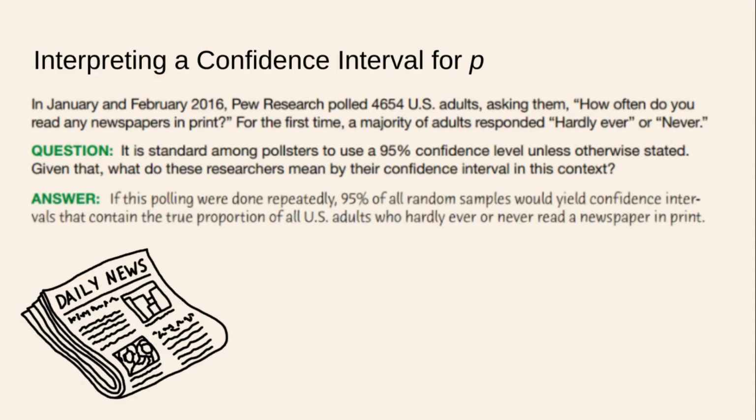If this polling, says our textbook, were done repeatedly, 95% of all random samples would yield confidence intervals that contain the true proportion of all U.S. adults who hardly ever or never read the newspaper in print. All right? So with repeated polling, 95% of samples we would collect would yield confidence intervals that work, that contain the true population proportion in the interval, we would say, correctly. All right? That means 5% won't. That is technically what a confidence interval is all about.